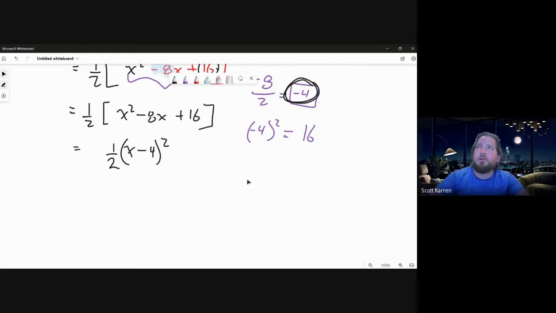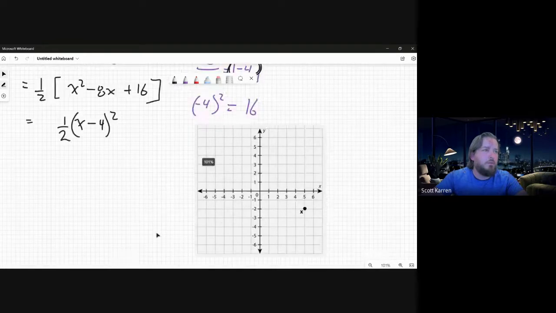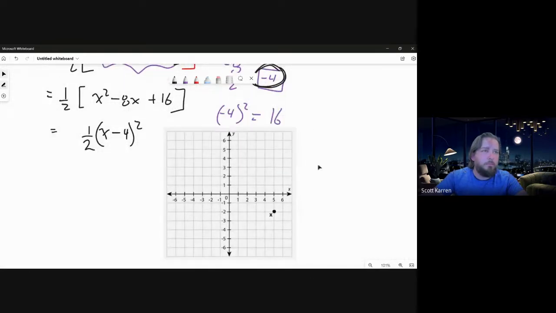And so if I want to graph it, I can. My vertex happens at 4, there's no y value over here, but that just means it's +0, right? So it's at 4, 0. So my vertex happens here.